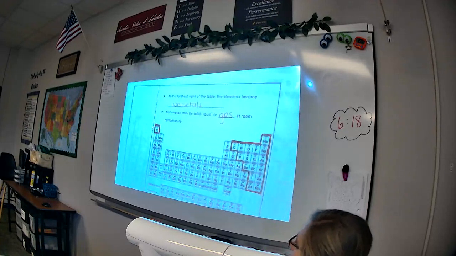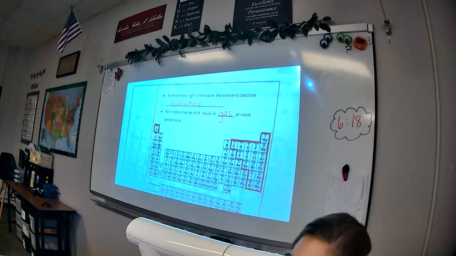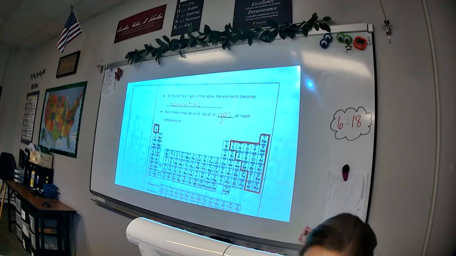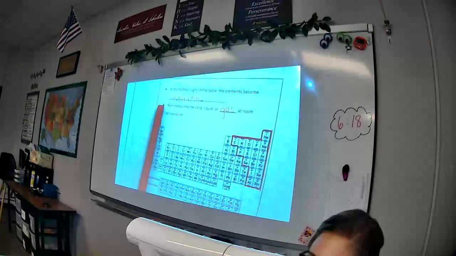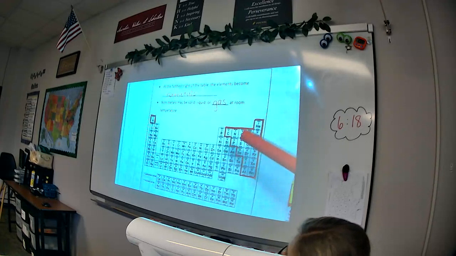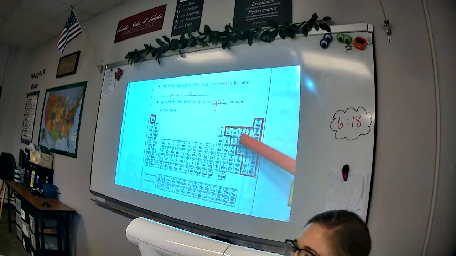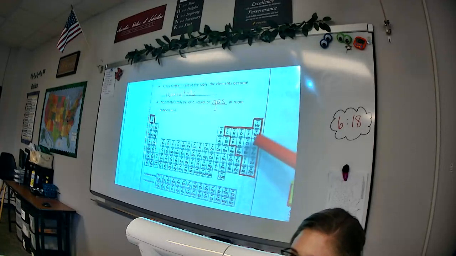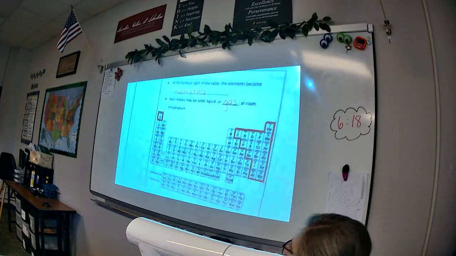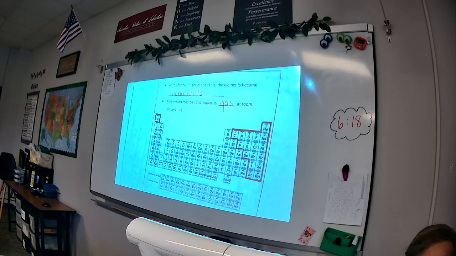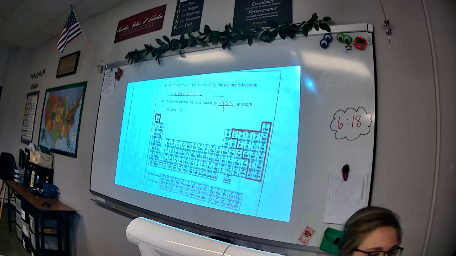All right. Then lastly, on the farthest right of the table, the elements become nonmetals. Now, don't forget about hydrogen though. He is a nonmetal. He's just way over here. And there's a reason why he has to be in this column, and we're going to get that tomorrow. Nonmetals may be solid, liquid, or gas at room temperature. So nonmetals are all the elements to the farthest right, and hydrogen from way over there.